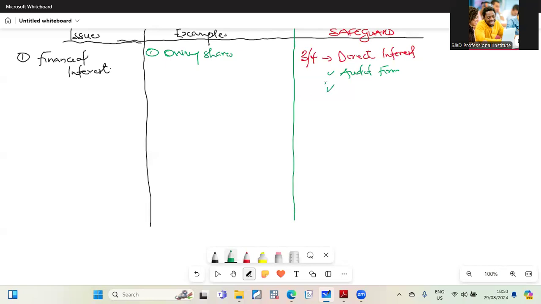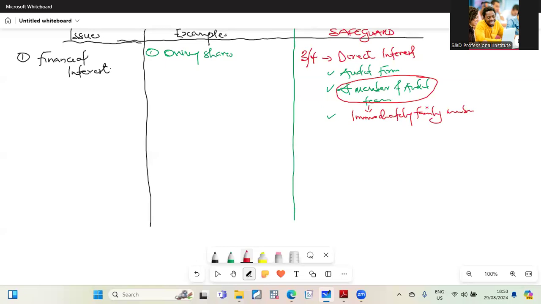Another category of people is a member of the assurance team, so a member of the audit team. If you are a member of the audit team, you are not allowed. Not only you, but any immediate family member of any person in this team.